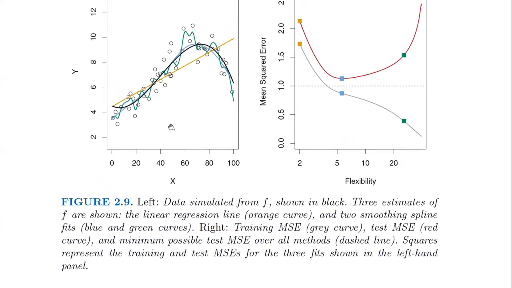So the book is saying you have the simulated data based on this black curve, and one of the models is linear regression. This is what we've just done right now. There are two other models. We're not going to discuss them today.